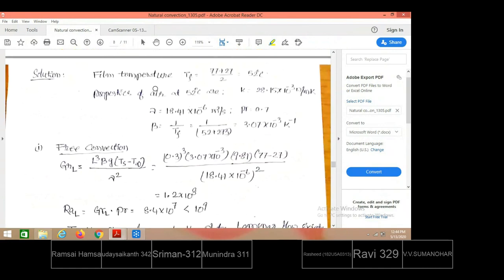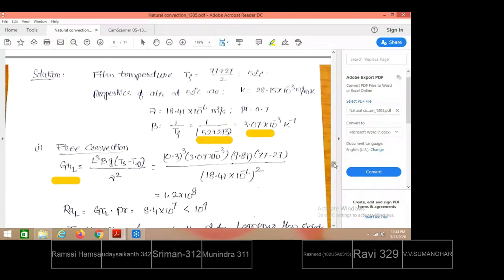Being the external flow, the fluid properties must be taken at film temperature. Film temperature is the average of surface temperature and the fluid temperature. The properties are taken from the data book. As I told you, beta equals 1 by T film, where T film must be taken in kelvins. From there I have calculated the Grashof number.